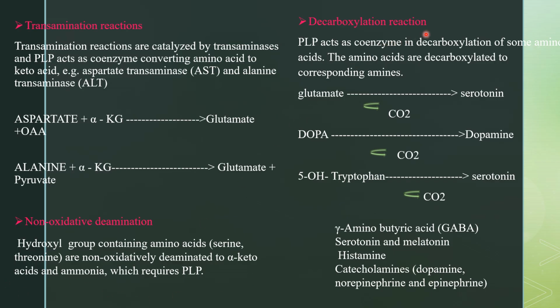Then decarboxylation reactions mean removal of carbon dioxide. So, from glutamate to GABA, here also carbon dioxide is lost. From dopa to dopamine, and 5-hydroxytryptophan to serotonin, after decarboxylation mediated by PLP as a coenzyme, and decarboxylase is the enzyme working here.